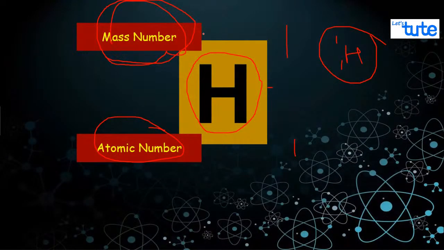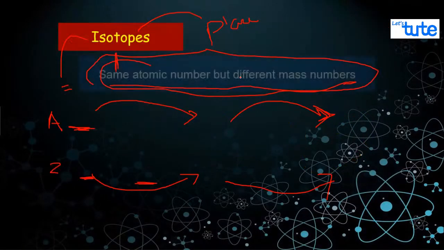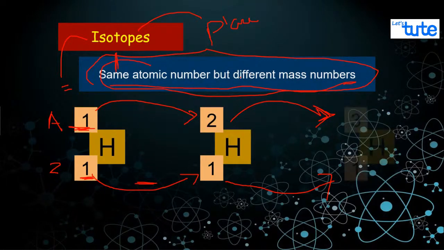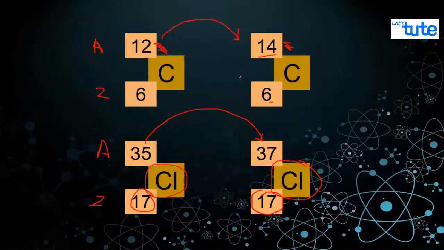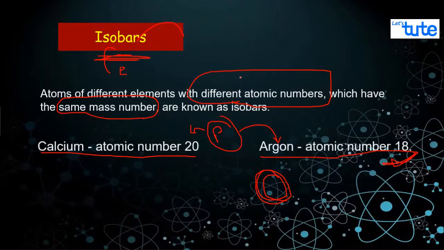Then, how can we write a particular element in a general form? You write the mass number at the top, the atomic number at the bottom, and this is the symbol for the particular element. This is the whole periodic table, and we solved one example. What are isotopes? Isotopes are the same atomic number, different atomic mass number. And isobars are different atomic number, same atomic mass number.